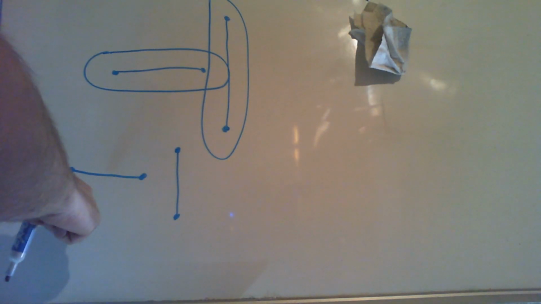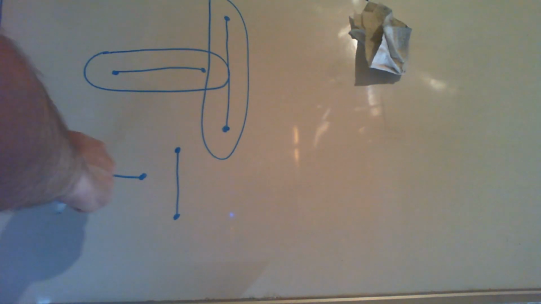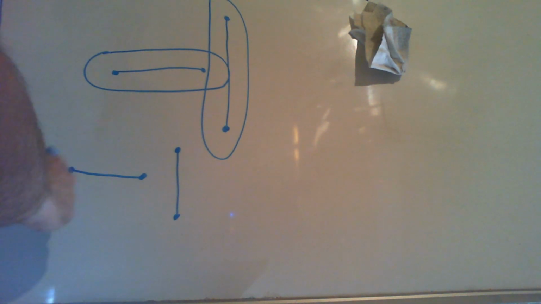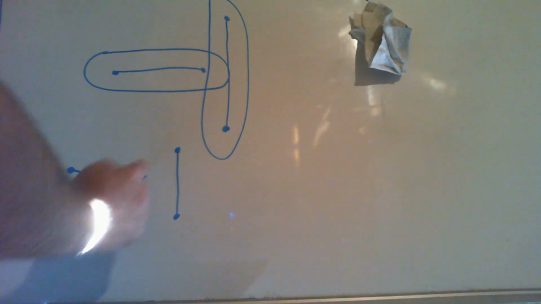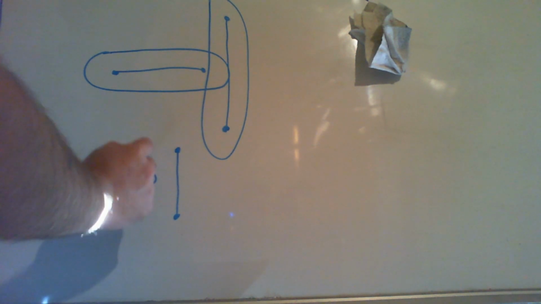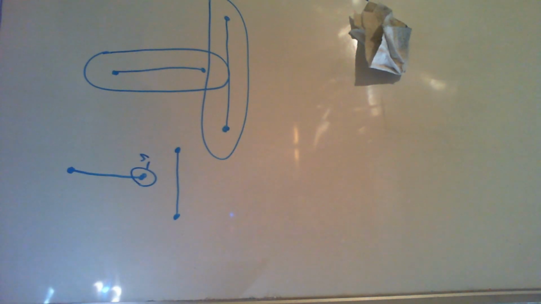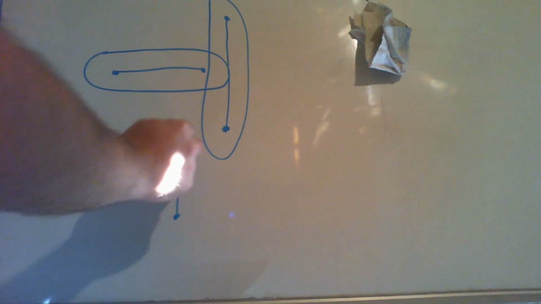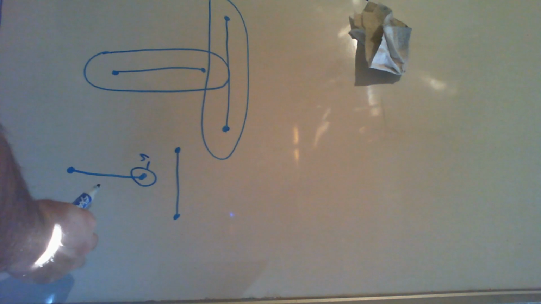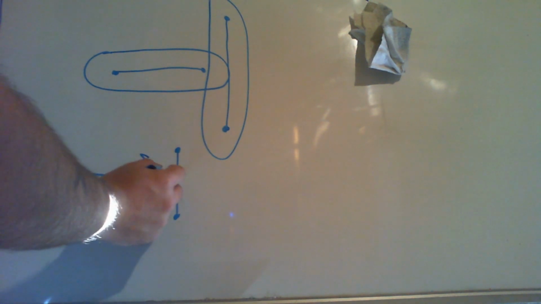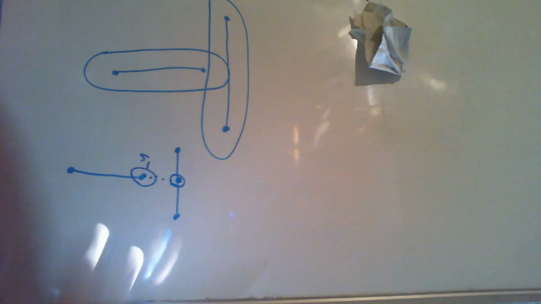For segment 1, we're going to find on segment 1 the closest point to segment 2. And very clearly that's right here. So we're going to call this S1. And then on segment 2, we want to find the closest point to segment 1, which would be right here.